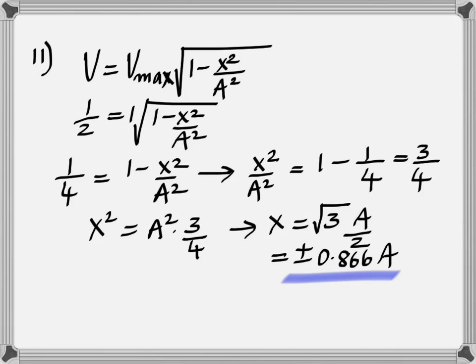The velocity in simple harmonic motion is given by this formula. Since the velocity is given to be half of the maximum, you take this as 1 and this is half. Square both sides, rearrange. You get the displacement in terms of the amplitude.